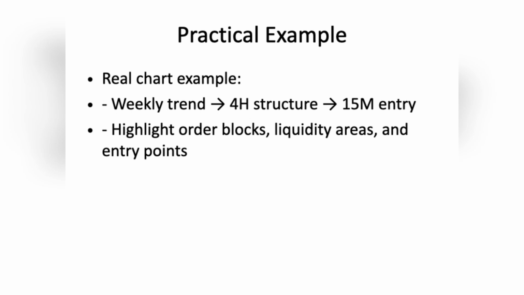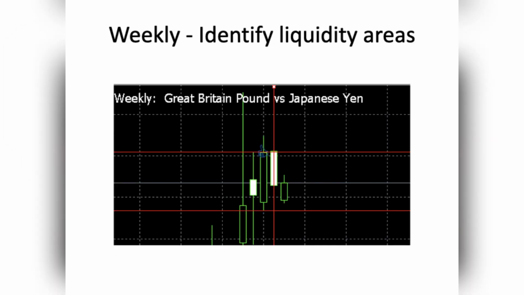We'll follow the path: weekly trend, 4H structure, 15M entry. We'll highlight the order blocks, liquidity areas, and the exact entry point. We're using pound sterling to Japanese yen for this demonstration. Step 1, the weekly chart. Our goal here is to identify the trend and liquidity.